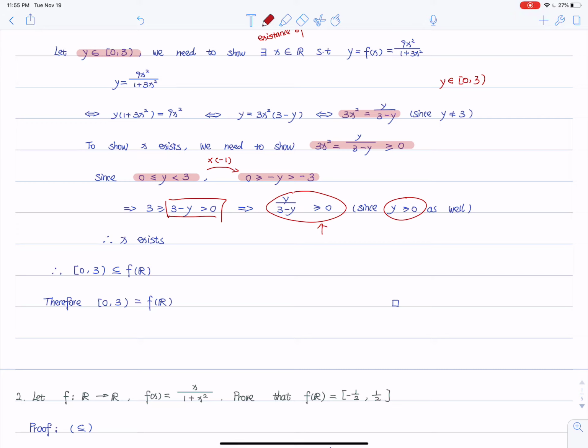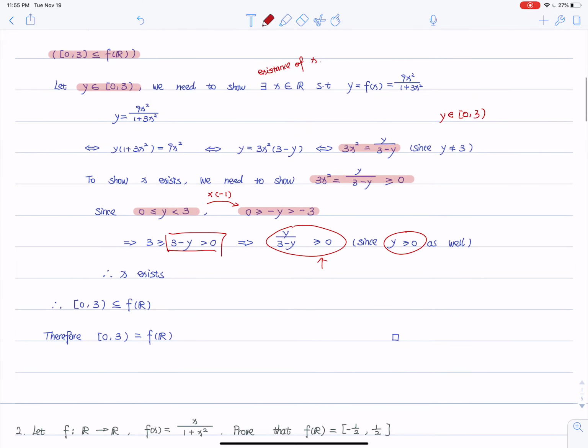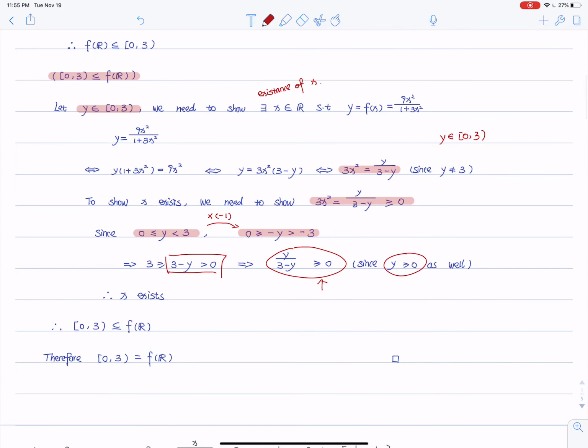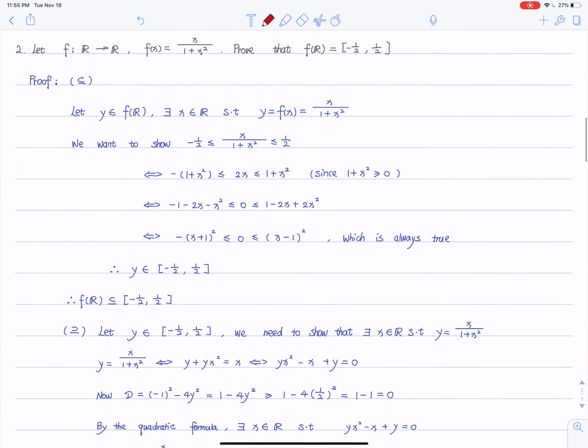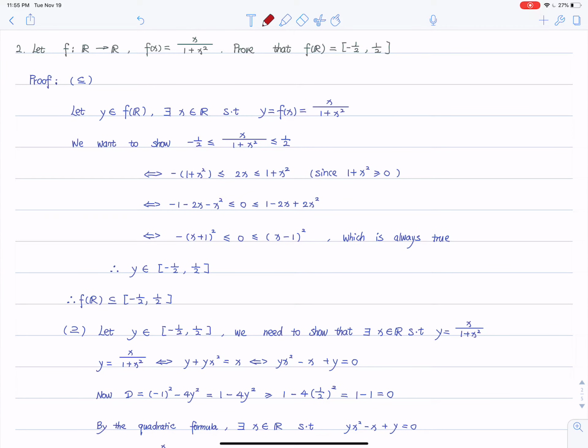Once you prove that x exists, you're done. So based on this, the interval 0 to 3 is a subset of the image of the function, therefore they're equal. Okay, so this is one way of proving this question. The other way, I have another example to show you. This function is from R to R as well, f(x) equals x over 1 plus x squared, and I want you to prove that f(R) equals the interval from negative 1/2 to 1/2.